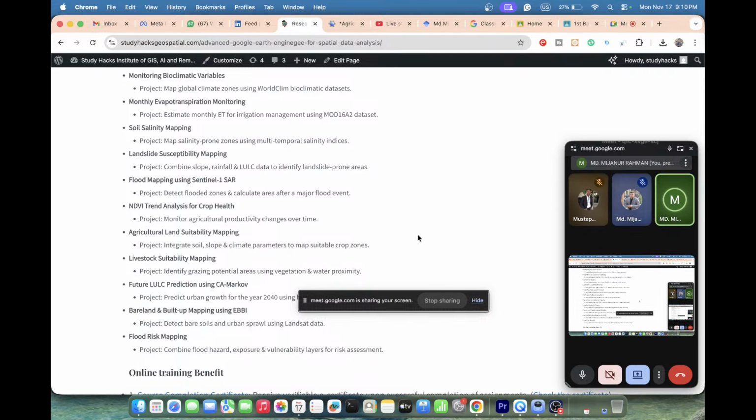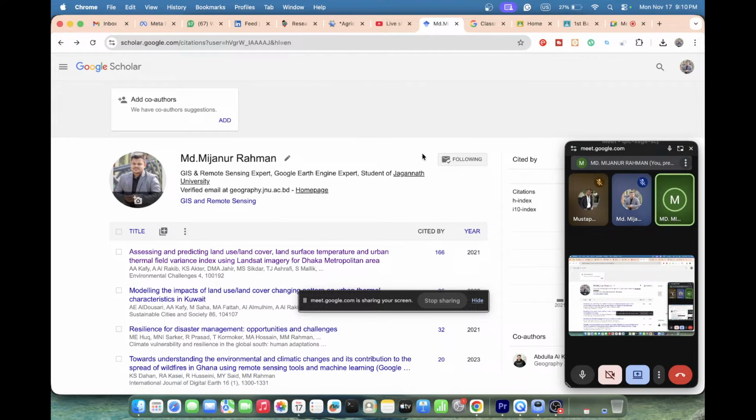Okay, so basically today we discuss this topic, mainly agriculture land suitability. How we can easily work with agricultural land suitability mapping to identify suitable land for crops. And also livestock suitability mapping, both are the same process. Livestock basically identifies the grazing potential area using vegetation and water proximity analysis. So it's very important, and if you check some research papers, we also find a lot of papers already published regarding this type of topic.